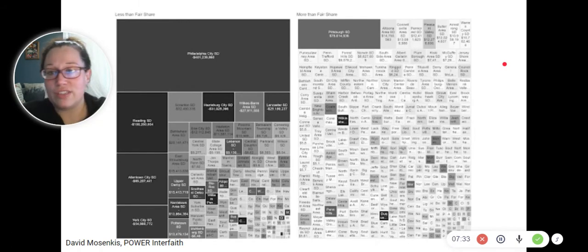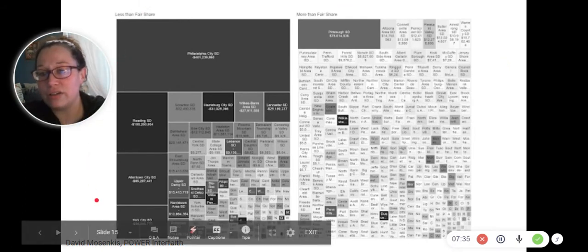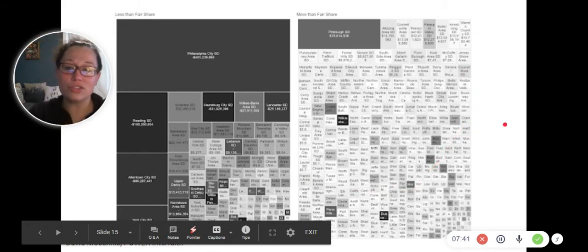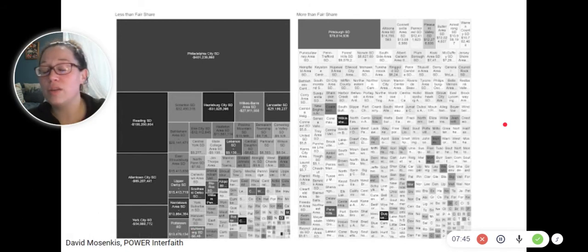Okay, so this is going to be the last one for today. This chart's really interesting. So this page here on the left, these are all districts that are getting less than their fair share, and these are getting more than their fair share. The boxes are sized based on the amount that a district is shortchanged. The boxes are shaded based on their racial makeup. The whitest boxes are the whitest districts, and so forth.